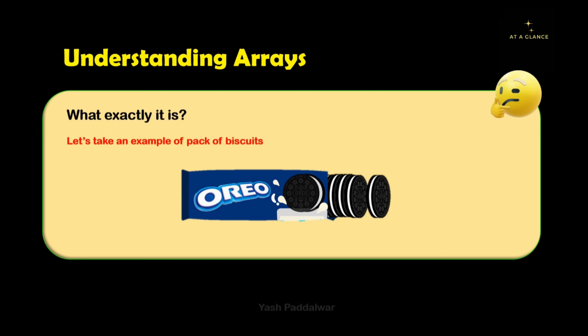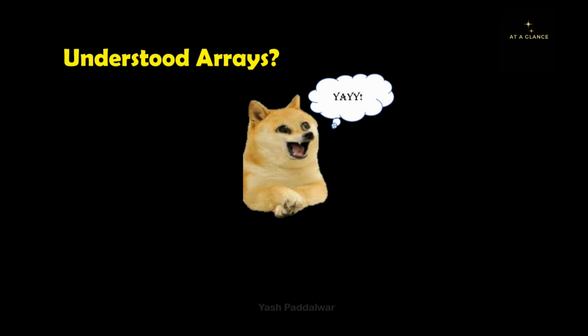So now let's relate this with the concept of arrays. An array is a data structure which stores elements of the same data type, similar to the type of biscuits that we found in the biscuit packet. Also, the array data structure is of fixed size, similar to the packet size of the biscuits. So we can clearly see that James is now happy and he has successfully understood the concept of arrays.